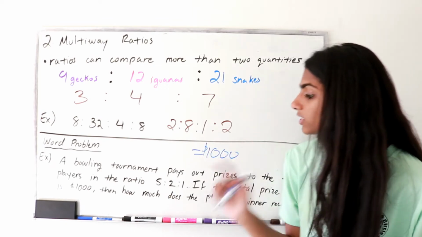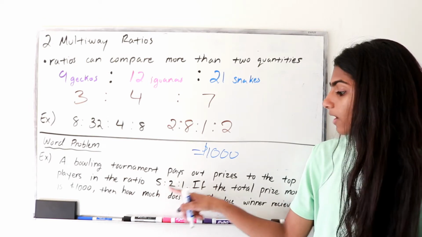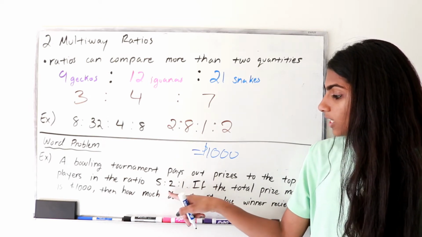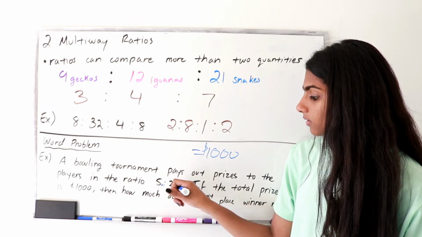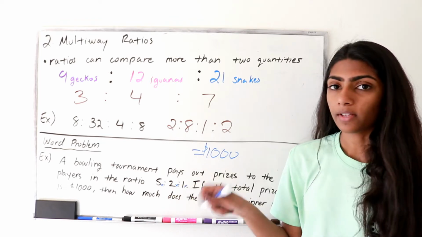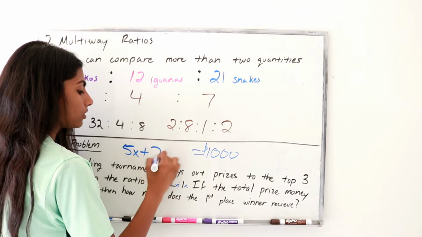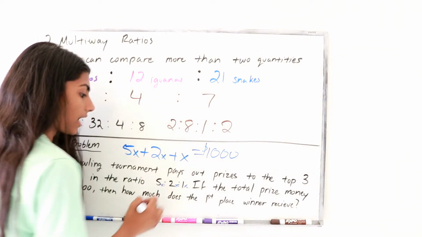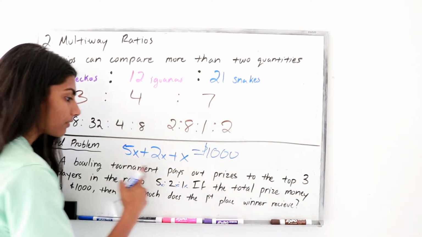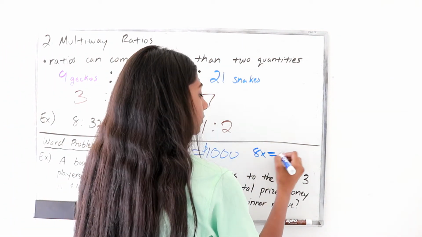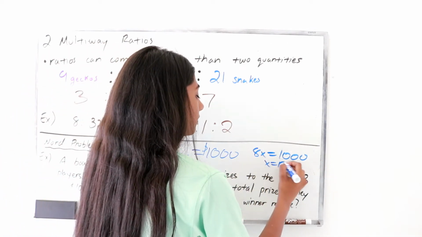And then what I'm going to do is, since I know that whatever this person gets is going to be 5 times the amount of whatever this person gets, and this is going to be 2 times the amount of whatever this person is going to get, I'm just going to add the variable x and try to find what variable x is. So I'm just going to add 5x plus 2x plus 1x, which is just x. And I know that if I add all these together, it's going to equal 1,000. So if I add all this up, it's going to be 8x equals 1,000. Then I solve for x, and x equals 125.